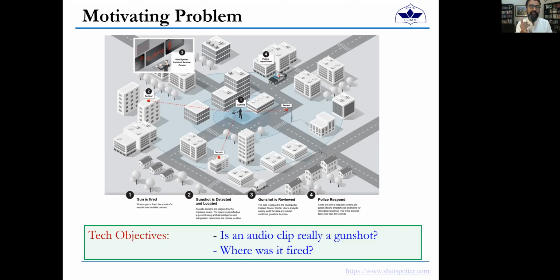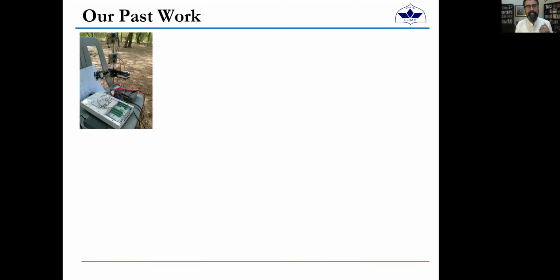Some of the technical objectives for any system that you would develop would be, if you're recording anything, to first identify with the computer program whether this really is a gunshot or whether it was a clap. They might seem similar to a computer algorithm. And more important, another objective would be: where was it fired from? So these are the two objectives here.